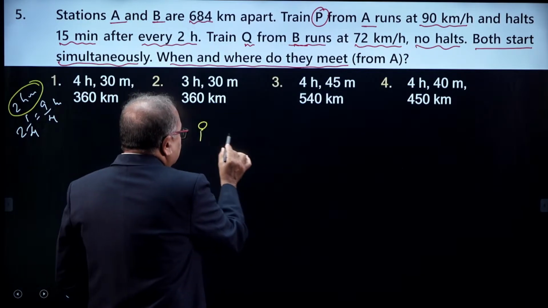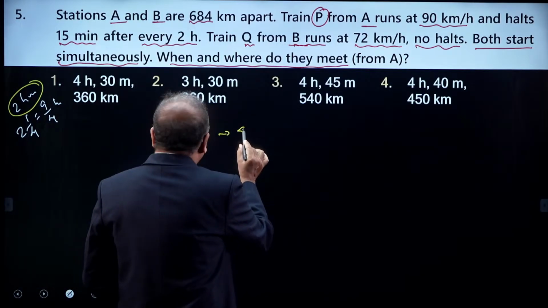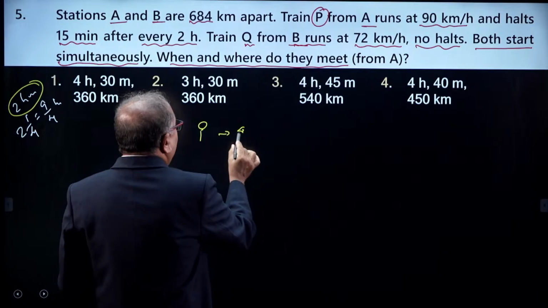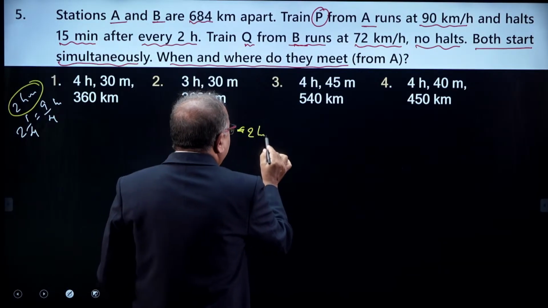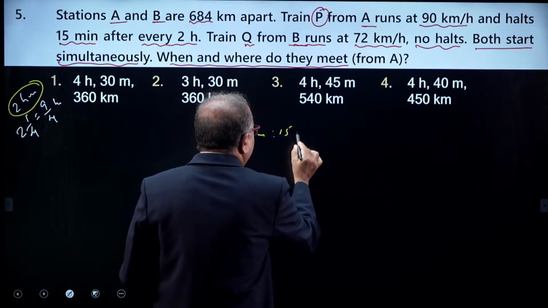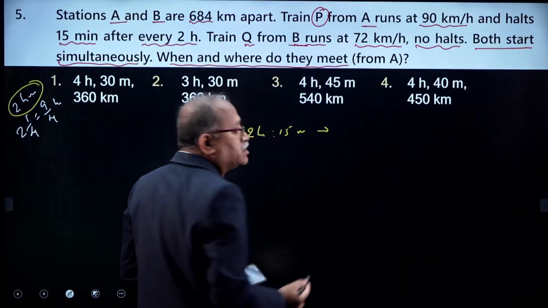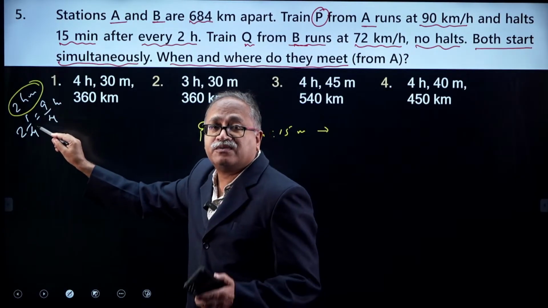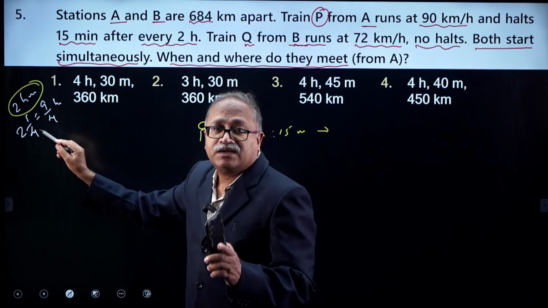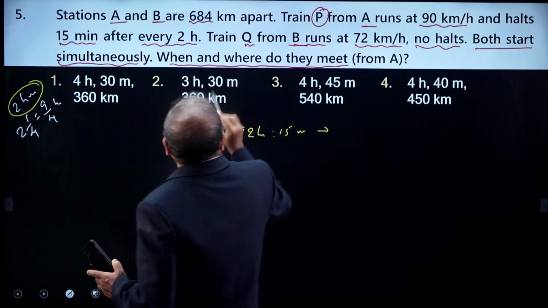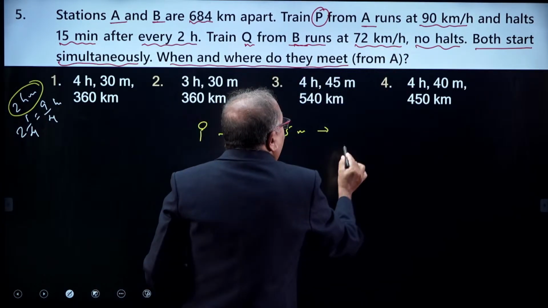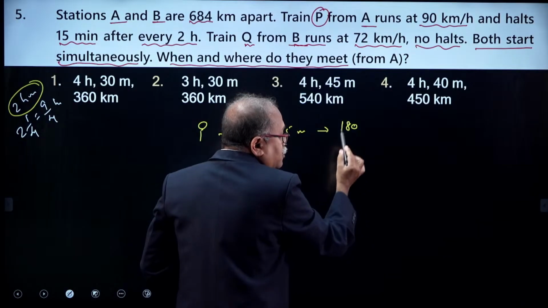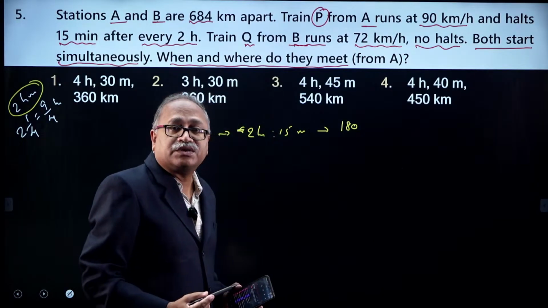P covers in how many hours? 2 hours, 2 hours 15 minutes. What is the distance it covers? It covers only 2 hours of distance, because after 2 hours it takes a 15 minute stop. So that means 90 into 2, that comes to 180 kilometers it covers.